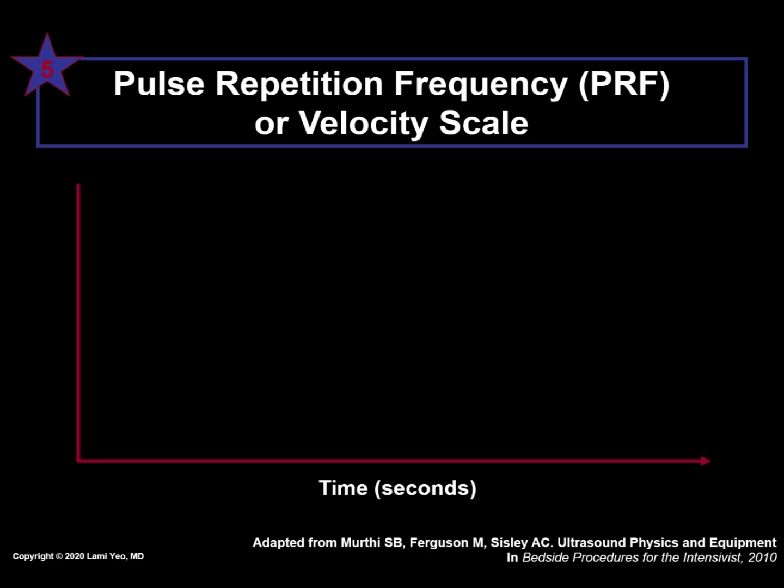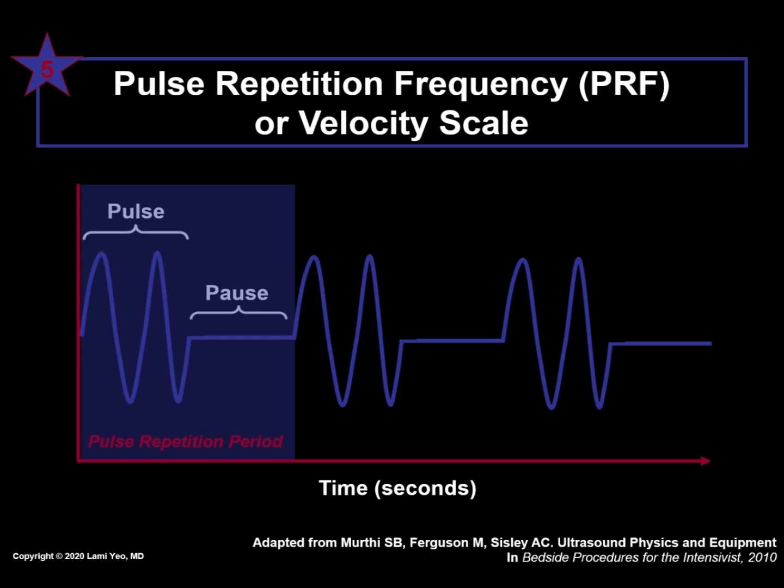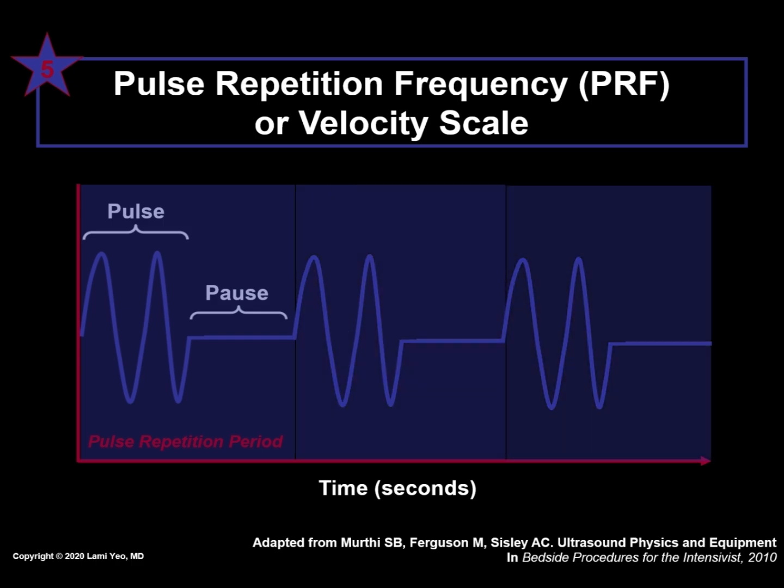Here is a diagram that explains the PRF. The pulse of the ultrasound signal and the pause time comprise what is called the pulse repetition period. The number of these periods that are generated in a second is the pulse repetition frequency. So in this conceptual example, the PRF is 3 kilohertz.